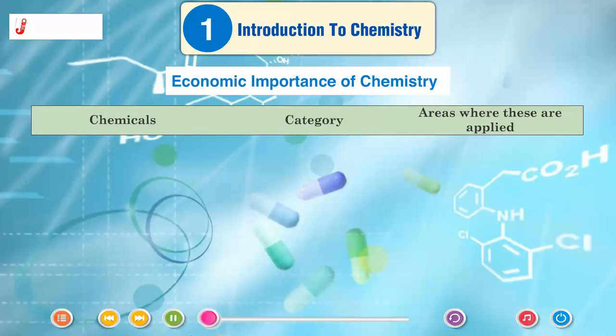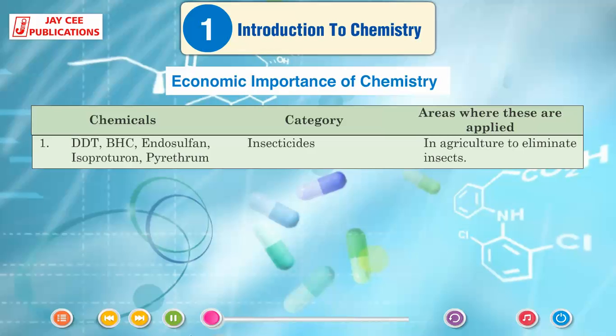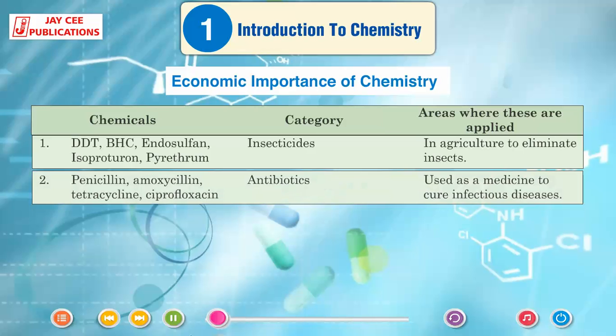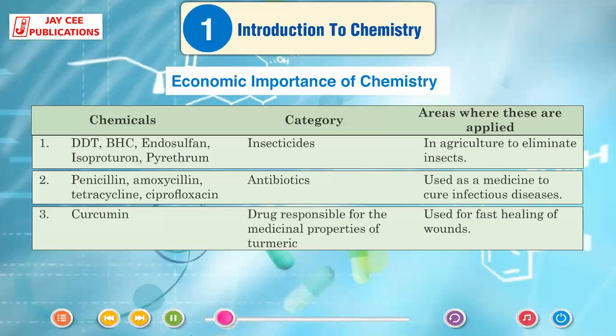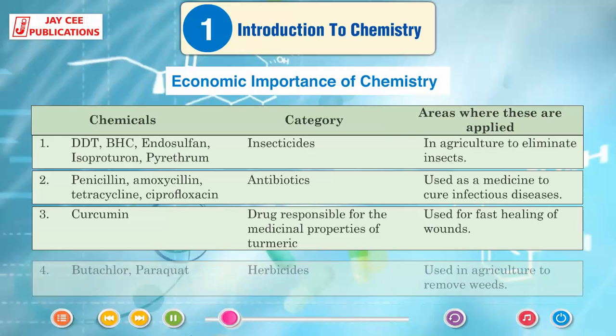Chemicals, category, areas where they are applied. DDT, BHC, endosulfan, isoproturon, pyrethrum: insecticides in agriculture to eliminate insects. Penicillin, amoxicillin, tetracycline, ciprofloxacin: antibiotics used as medicine to cure infectious diseases. Curcumin, drug responsible for the medicinal properties of turmeric, used for fast healing of wounds.